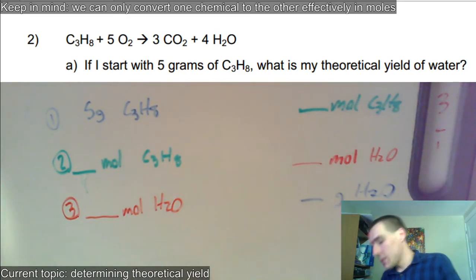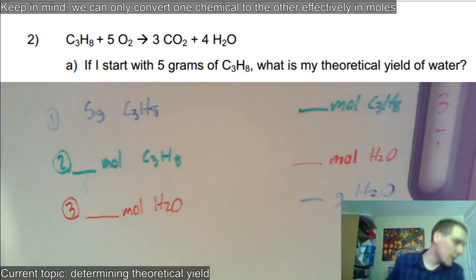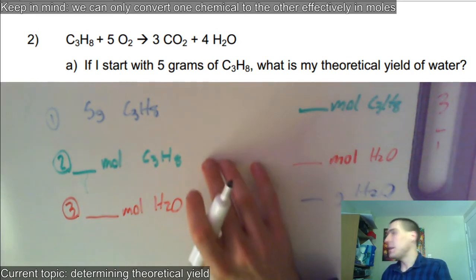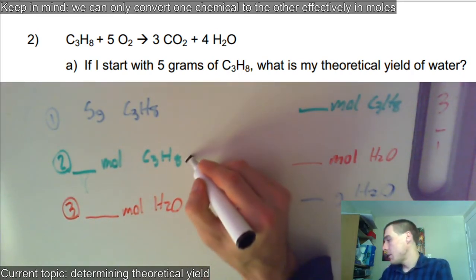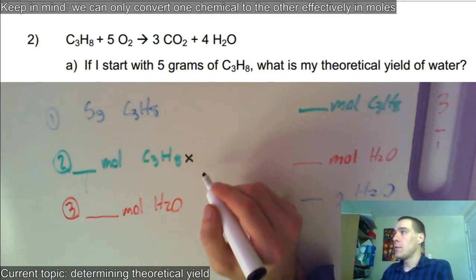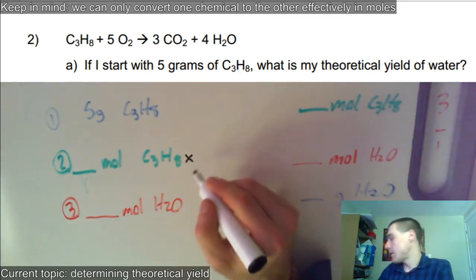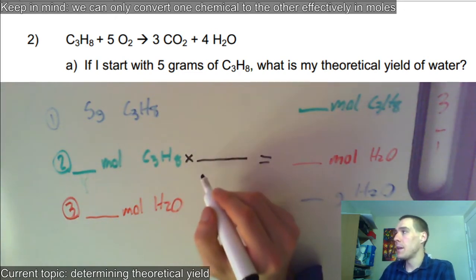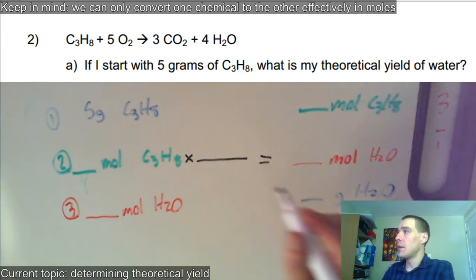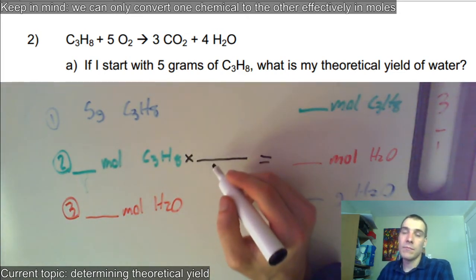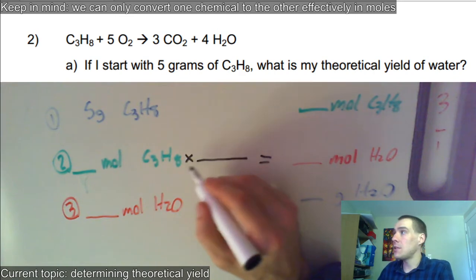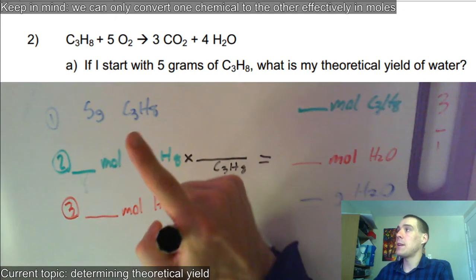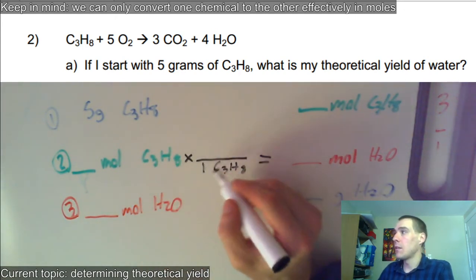The conversion factors come from the periodic table and from the reaction. For example, for this middle piece, we already know the mole ratio: moles of C3H8 to moles of H2O. Which one goes on the bottom? Take a second. It's C3H8, because we want to cancel C3H8. How many of them are in my reaction up there? Just one.